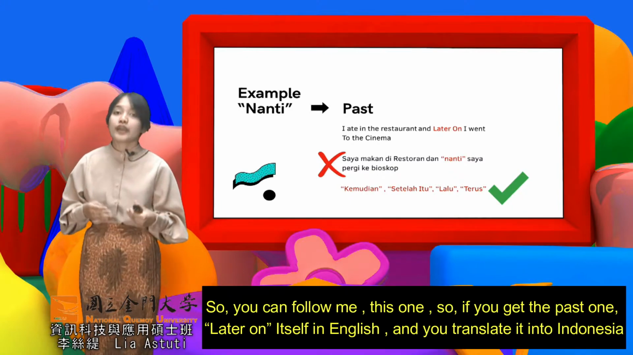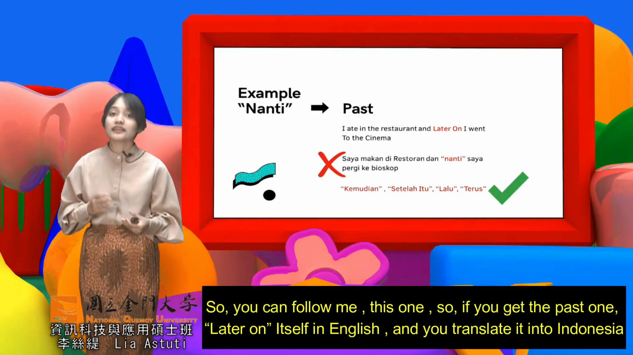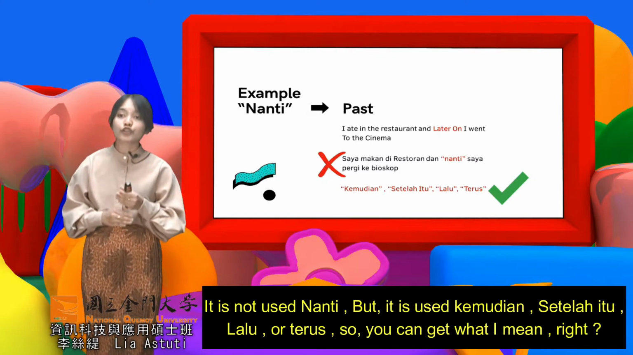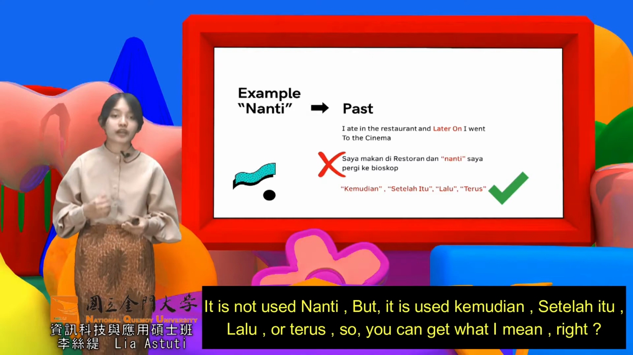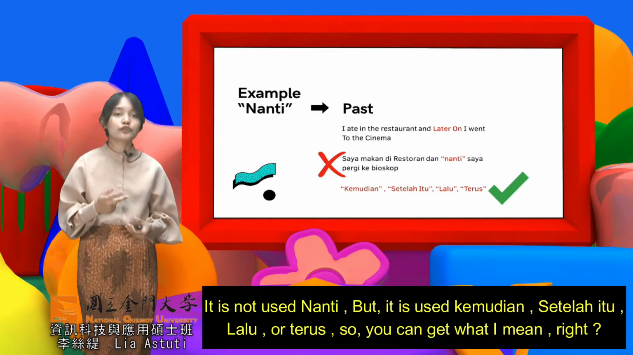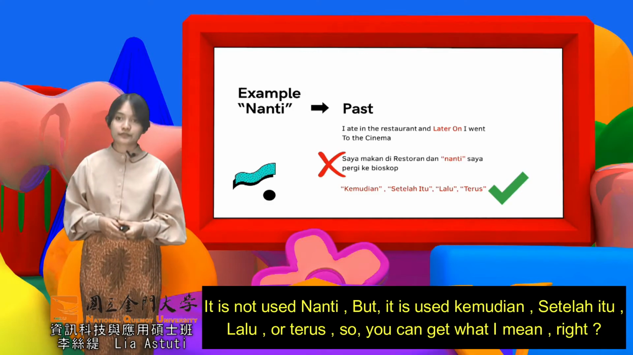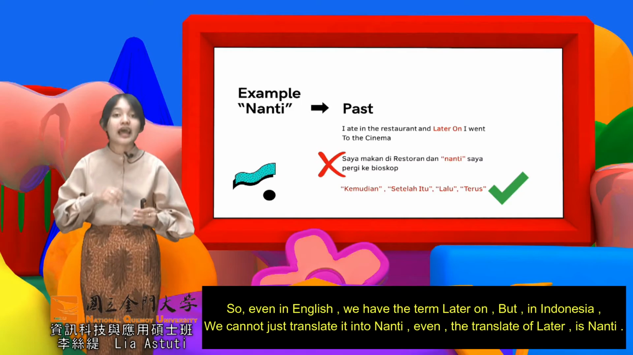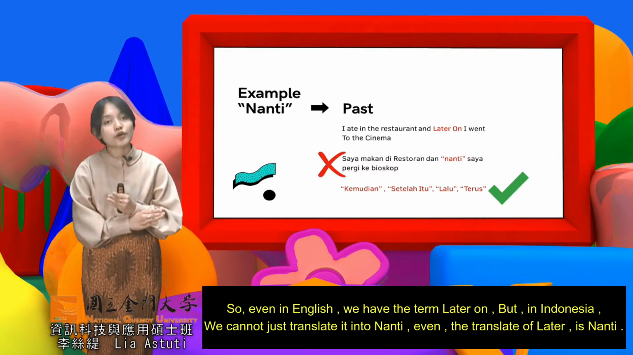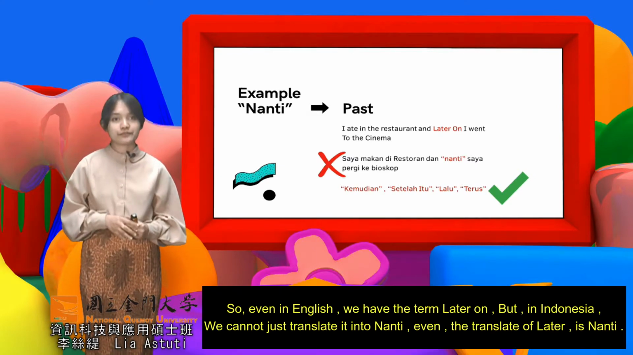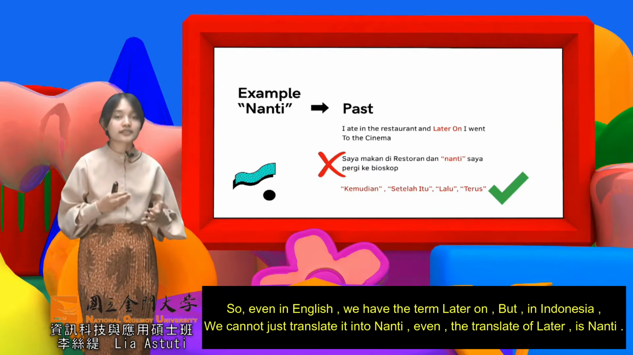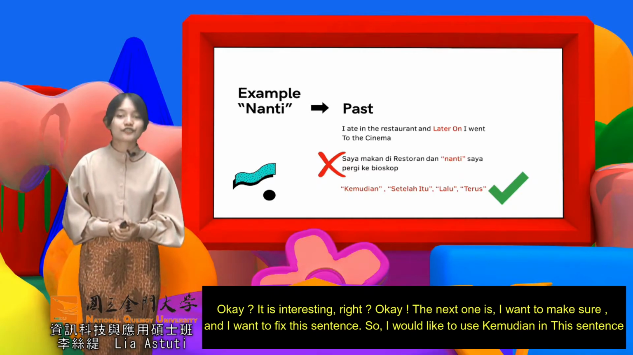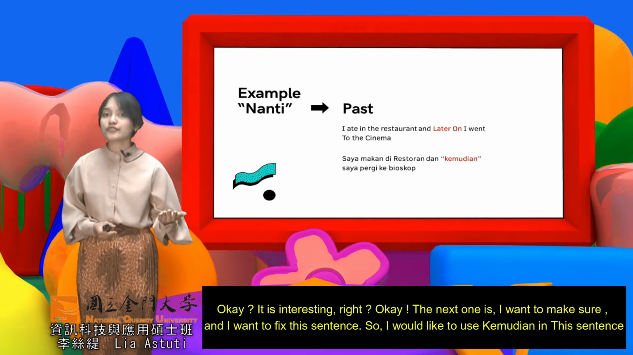If you get the past one, the later on in English, and you translate it into Indonesian, it does not use nanti. But it uses kemudian, setelah itu, lalu, or terus. So you can get what I mean, right? Even in English, we have the term later on, but in Indonesian, we cannot just translate it into nanti, even though the translation of later is nanti. Okay? It's interesting, right?